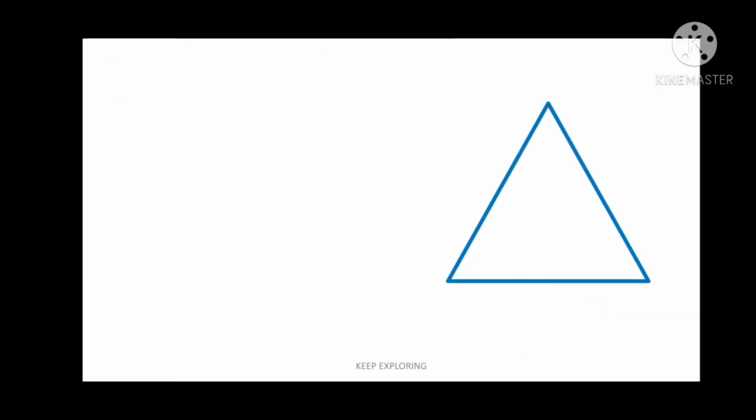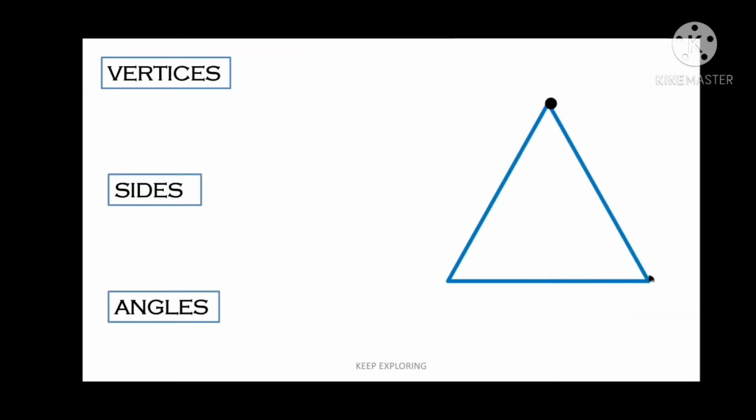Let us consider a triangle. These are the parts of a triangle: vertices, sides and angles. These are the three elements of a triangle. A triangle has vertices, or we can say corners, sides and angles. To start with, vertices. As you can see here, the corners. There are three corner points, or we can say there are three vertices. Vertices is the plural for vertex. Vertex means corner. So there are three vertices in a triangle.